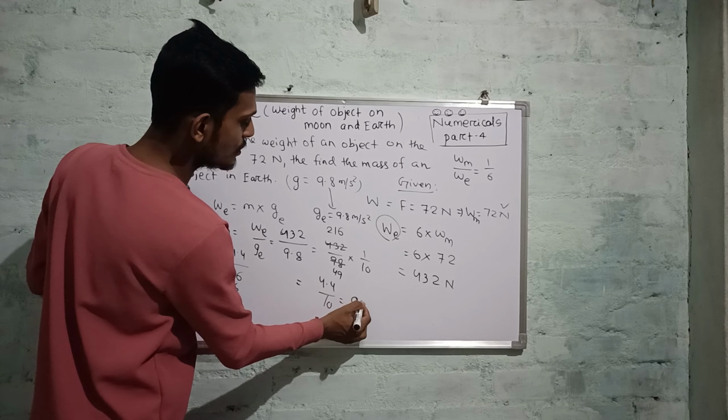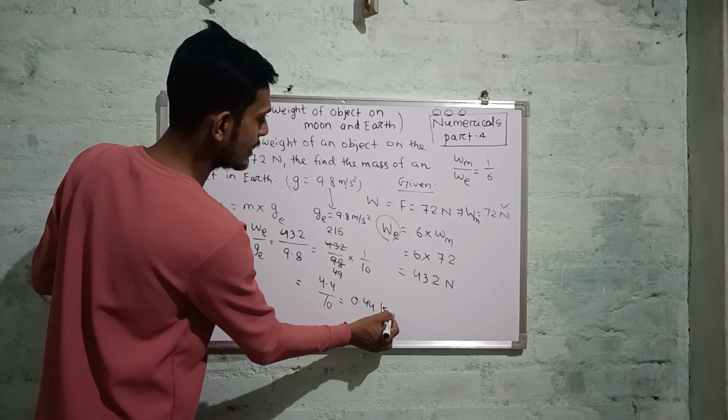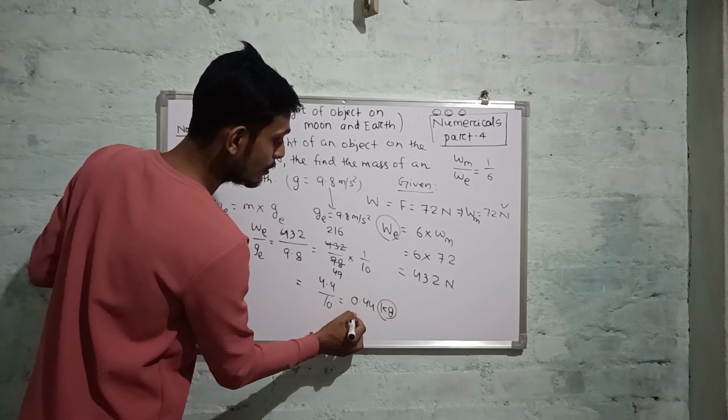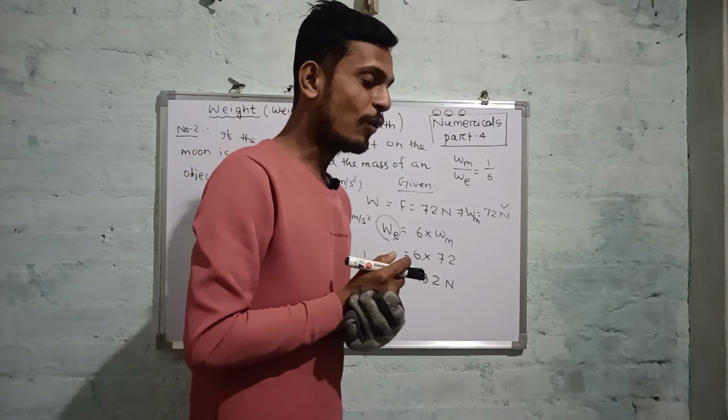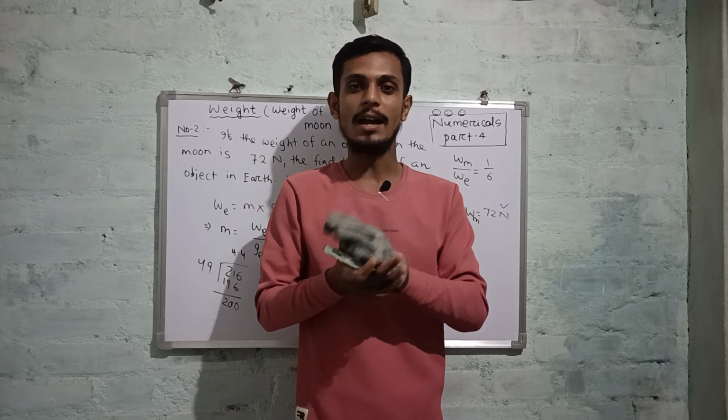So the value is 0.44 kg. kg is the SI unit, always remember the SI unit. So the mass of the object is 0.44 kg on the surface of the Earth.